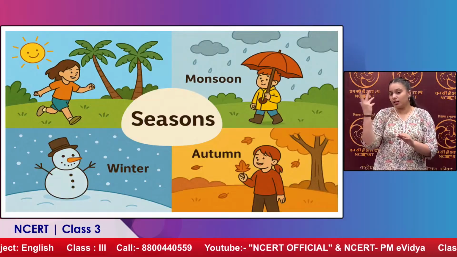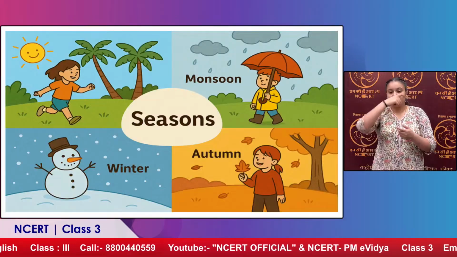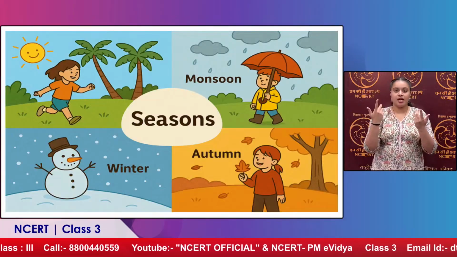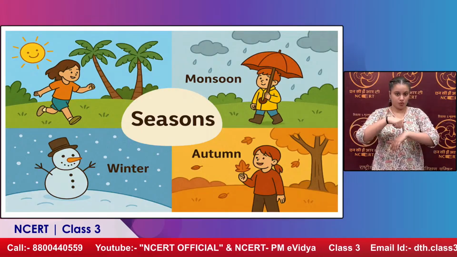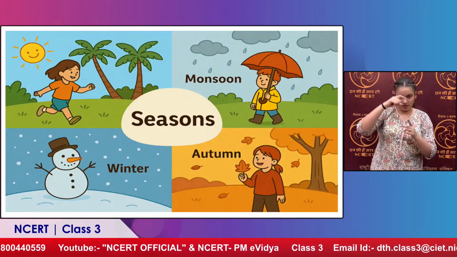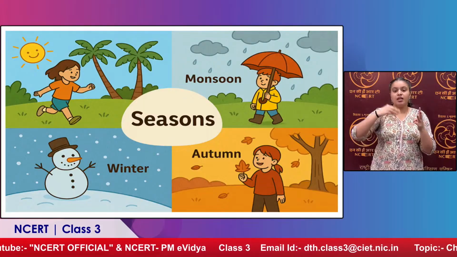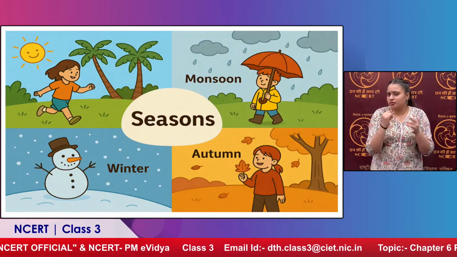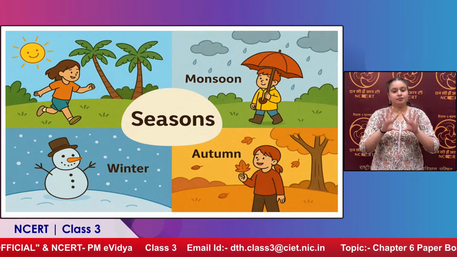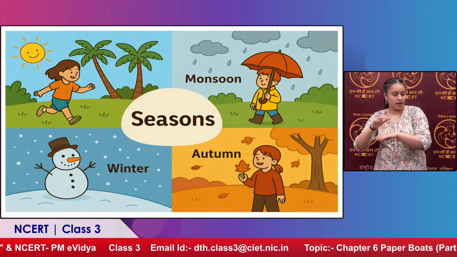We talked about different seasons. You can see on the screen, there are predominantly 4 seasons in India. The first is summer, the second is monsoon, then comes autumn, and lastly we have winter. So these are the 4 seasons that we have in India.